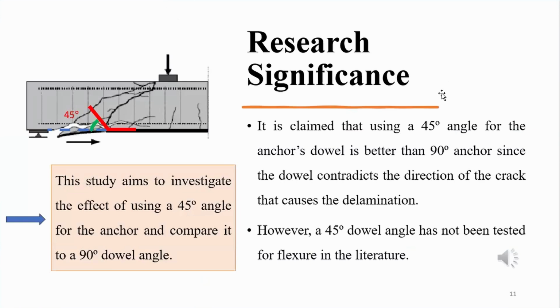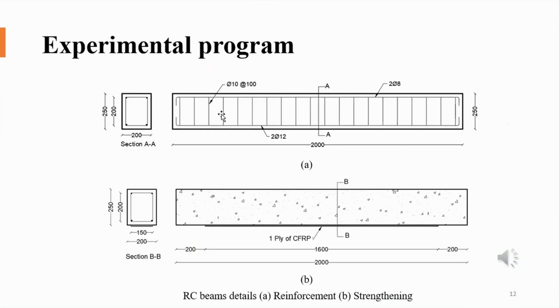Also, it is claimed that using a 45-degree angle for the anchor's dowel is better than a 90-degree anchor, since the dowel opposes the direction of the crack that causes the delamination, as we can see in the picture here. However, a 45-degree dowel angle has not been tested for flexure in the literature. It was tested only for shear. So this study aims to investigate the effect of using a 45-degree angle for the anchor and compare it to a 90-degree dowel angle. The experimental program consists of 5 reinforced concrete beams.